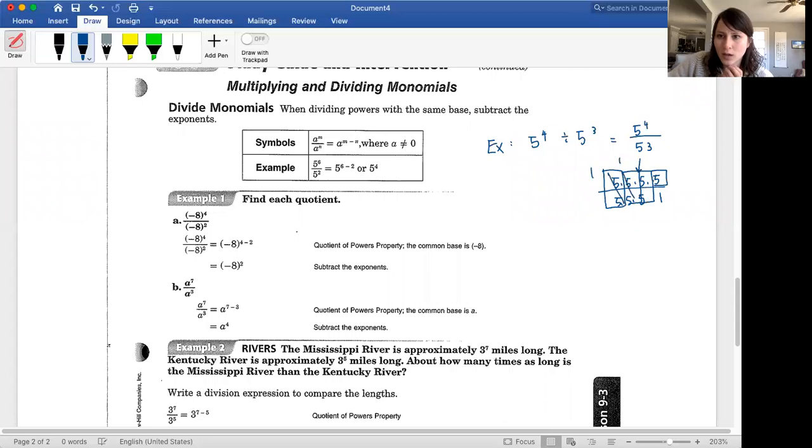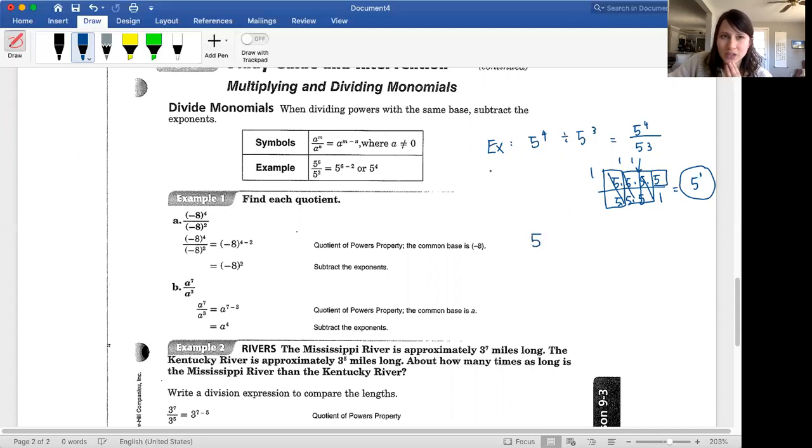This cancels, that's 1. This cancels, that's 1. What I'm left with is just 5 over 1, right? 1 times 1 times 1 times 5. So what I'm left with is 5 to the 1st power. It's just 5.